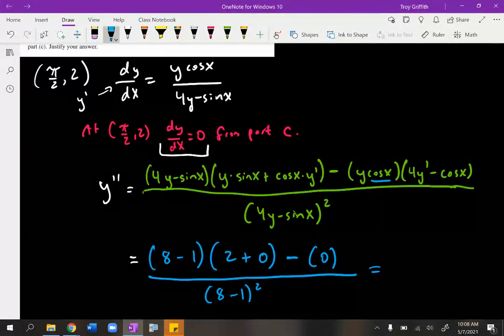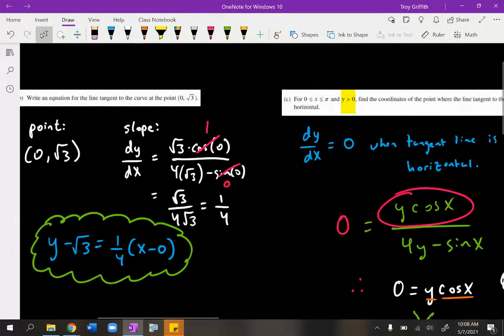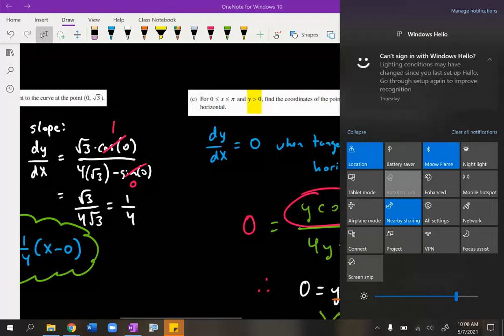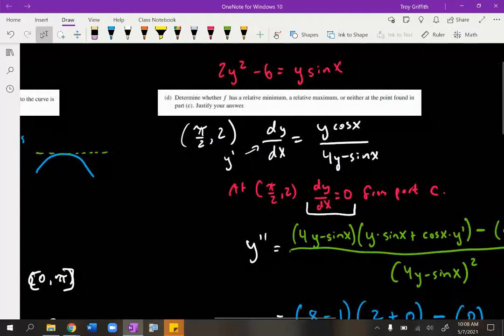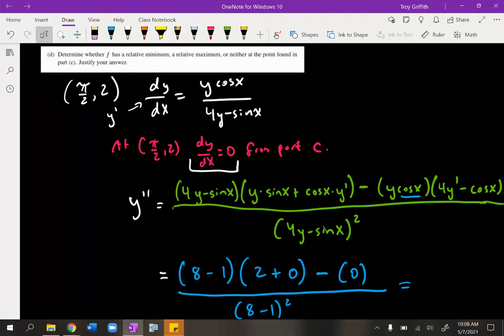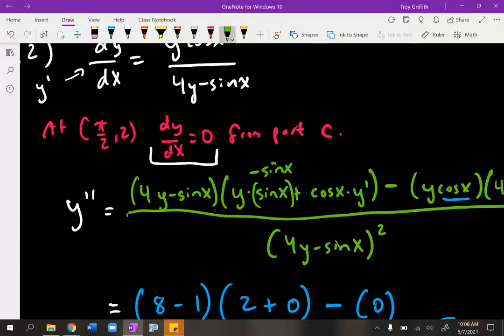Let me double check. I want to make sure that I'm tracking the right way here. First times the derivative of the second. I did realize that this should be not y times sine of x, but y times negative sine of x right here. Apologize for that, because the derivative of cosine of x is negative sine of x.